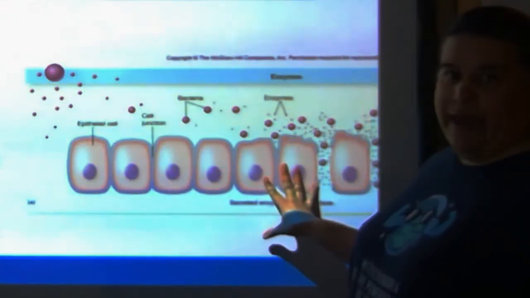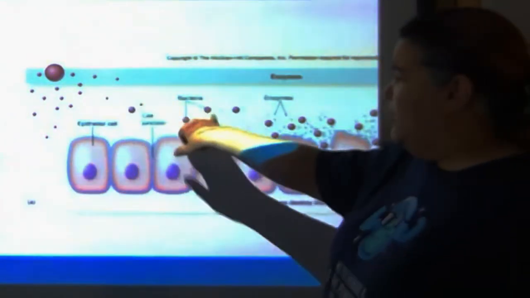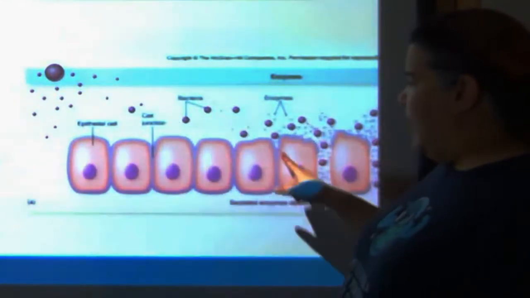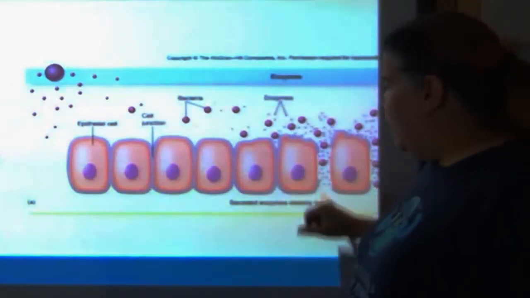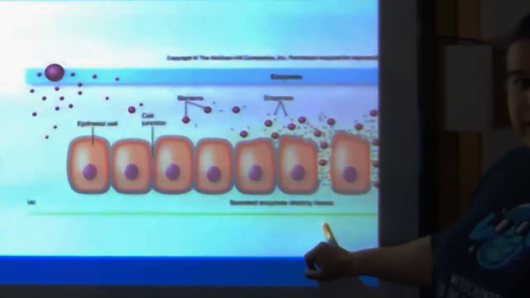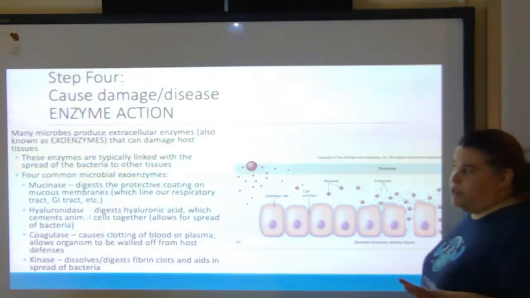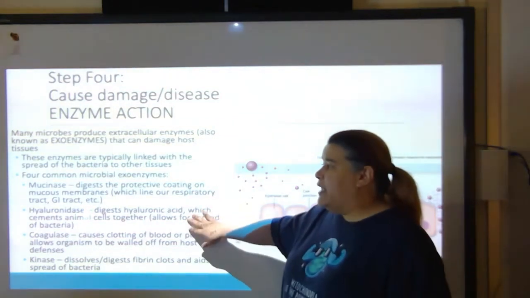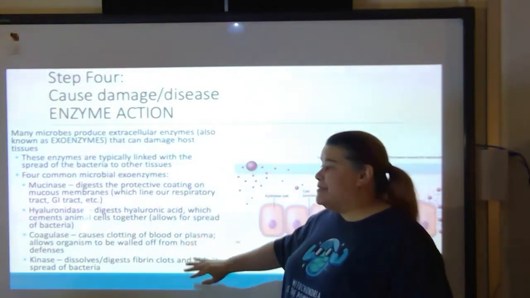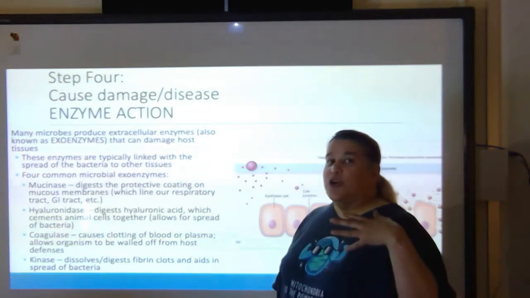This is the example I have. Here's a bacteria releasing its enzymes, and it's damaging the tissue enough that it's creating an entrance for this bacteria into the body. We have 4 that we're going to talk about: mucinase, hyaluronidase, coagulase, and kinase.